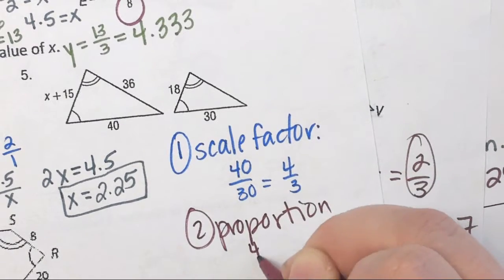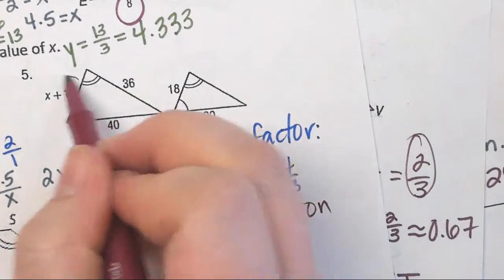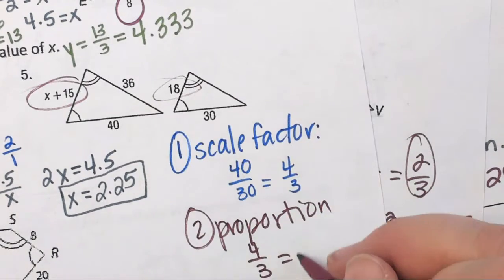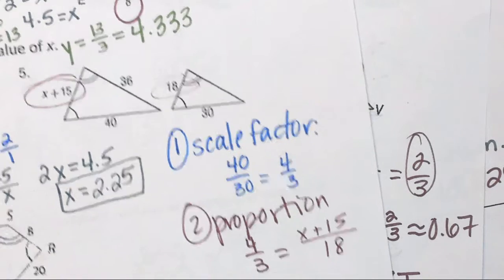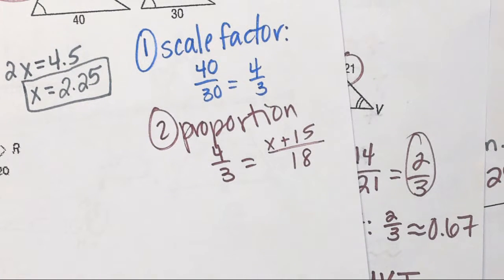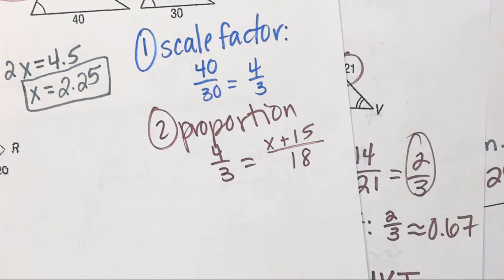I do 4 over 3 equals x plus 15 over 18. Now let me talk about Will because he won't mind. Will had the scale factor. So if we said this problem was 4 points, Will's getting 2 points because he found the scale factor. He's getting his third point for setting up the proportion. So he's 3 out of 4.